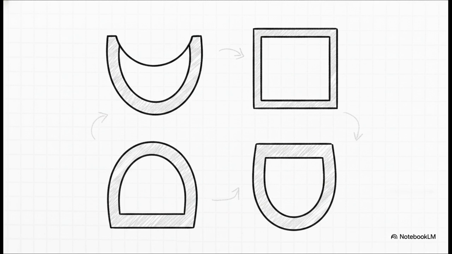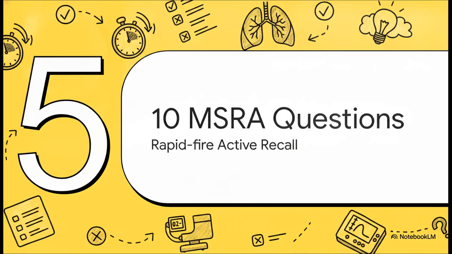That actually creates a rigidly box-like loop where both the inspiratory and expiratory limbs are totally flattened. For a variable extrathoracic obstruction, the airway collapses completely inward during inspiration, so only the inspiratory limb flattens. And for variable intrathoracic obstruction, it's the exact opposite, just the expiratory limb flattens. Makes sense, right? All right, Section 5, 10 essential MSRA questions, testing your retention with rapid-fire active recall.